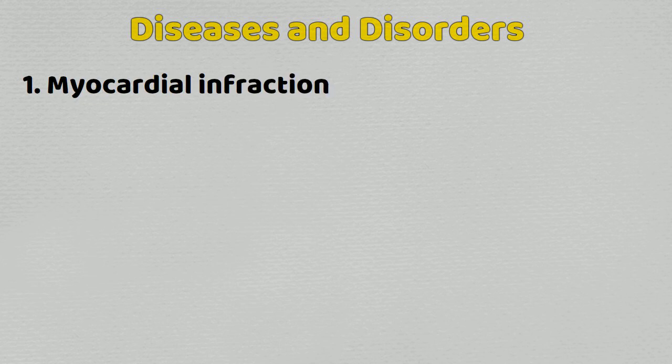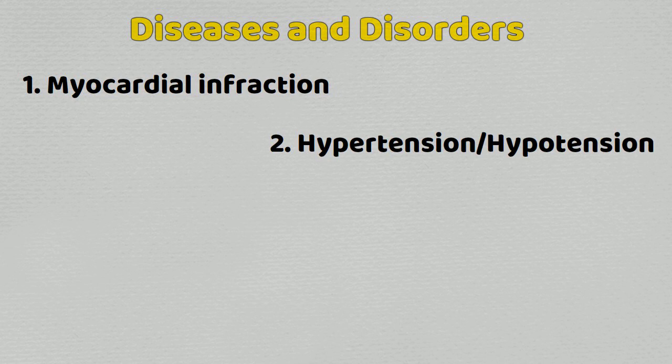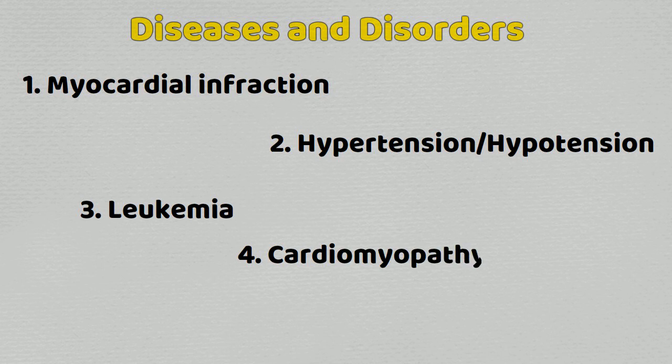The last topic we'll talk about in this video is the diseases and disorders that are associated with the circulatory system. We'll just go through them briefly. The first one is myocardial infarction, which is also known as a heart attack. You've got hypertension or hypotension. Hypertension is high blood pressure, while hypo is low blood pressure. Leukemia, which is the cancer of your blood and results in elevated white blood cells. We have cardiomyopathy, which is the weakening of your heart muscles, so your heart doesn't beat as well. And then we've got hemophilia, which is no clotting factor in your blood. So this means if you get a little cut, your body will be unable to clot, so you'll keep bleeding.